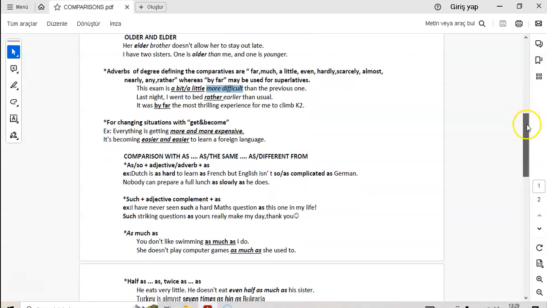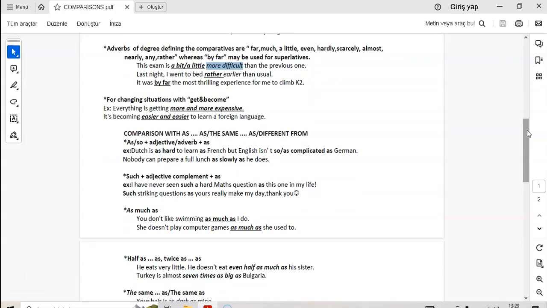And what about changing situations? For example, this year it is very hot and so it is getting hotter and hotter. And everything is getting more and more expensive. It's the situation these days concerning the economic conditions. And it's becoming easier and easier to learn a language.